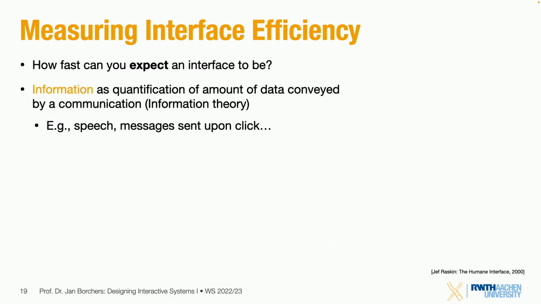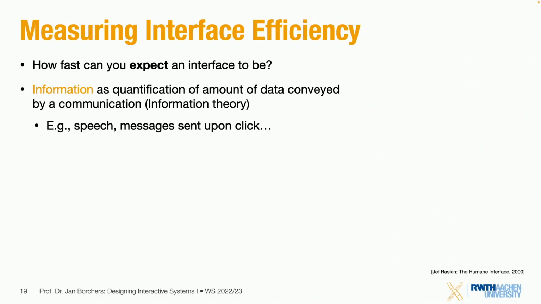So as you know, you can quantify information as the amount of data conveyed through a communications channel, right? You've learned that in information theory. And communication channels can be speech or messages that are being sent upon a click. In our case, we're going to take a very, very simple look at that, and we're going to essentially look at simple things like displaying digits or entering things as characters on a keyboard or selecting things with the mouse.